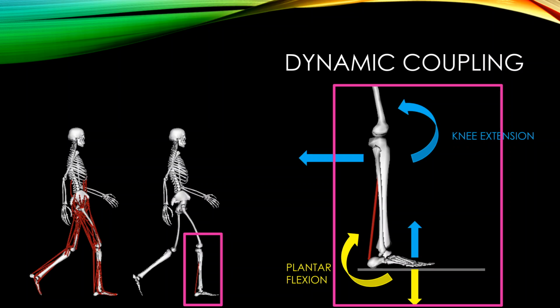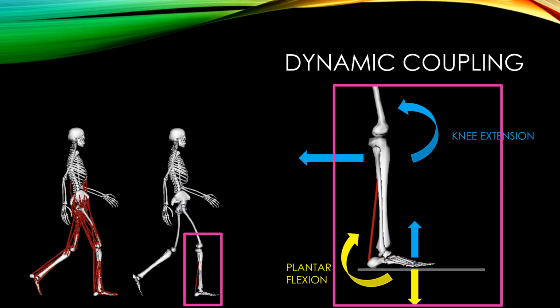Now, dynamic coupling is very complicated. It's dependent on the attachment points of the muscle, and it's also dependent on the kinematics of the entire body. So it's very difficult to predict. It probably changes from task to task.